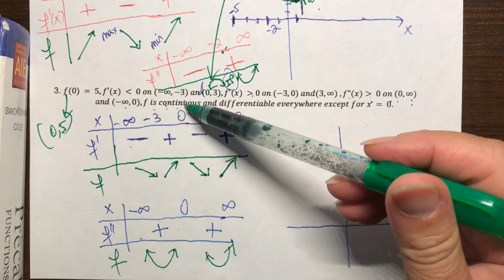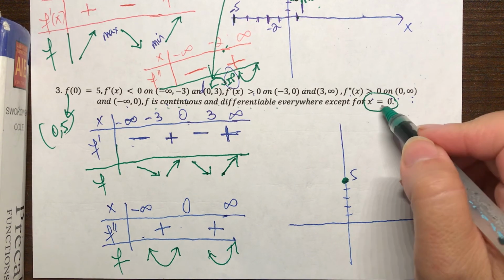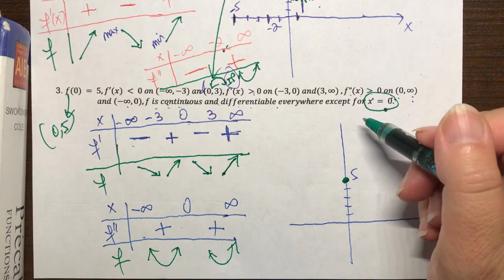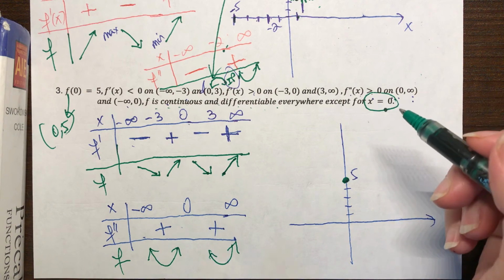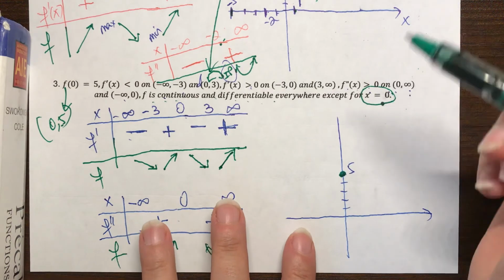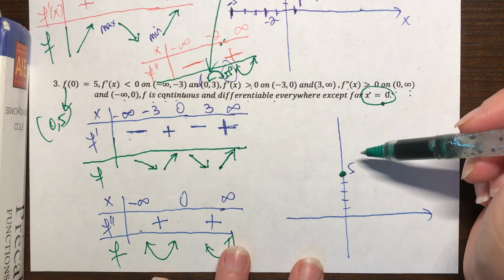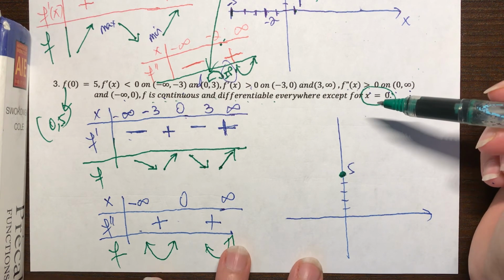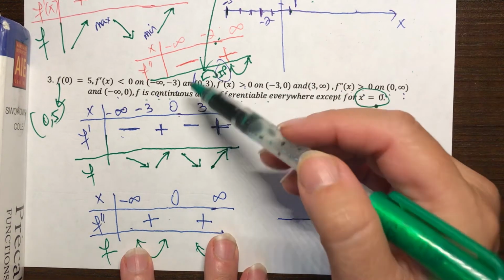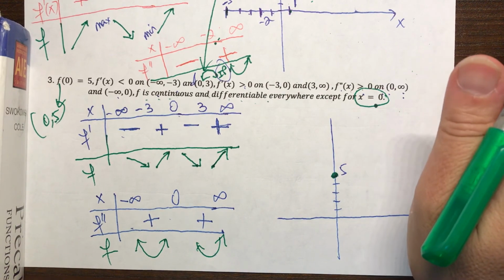So as you see here, f is continuous and differentiable everywhere except for x equals 0. So it's not continuous at 0. I think what I meant here, I might have missed the comma there. It's continuous and differentiable everywhere except for x equals 0.